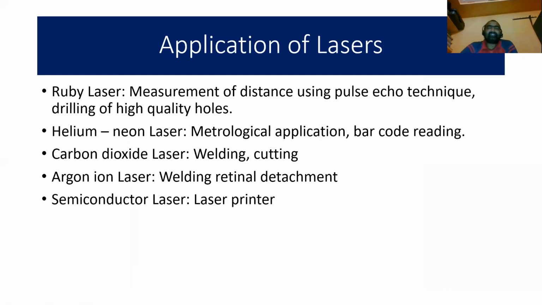Let us see some applications of lasers. Ruby laser: measurement of distance using the pulse echo technique, and drilling of high quality holes. There are some striking applications of the Ruby laser. The helium neon laser is mainly used for metrological applications and barcode reading. The carbon dioxide laser is mainly used for welding and cutting. The argon ion laser is mainly used for treating retinal detachment. The semiconductor laser is mainly used in laser printers. These are some applications of lasers.